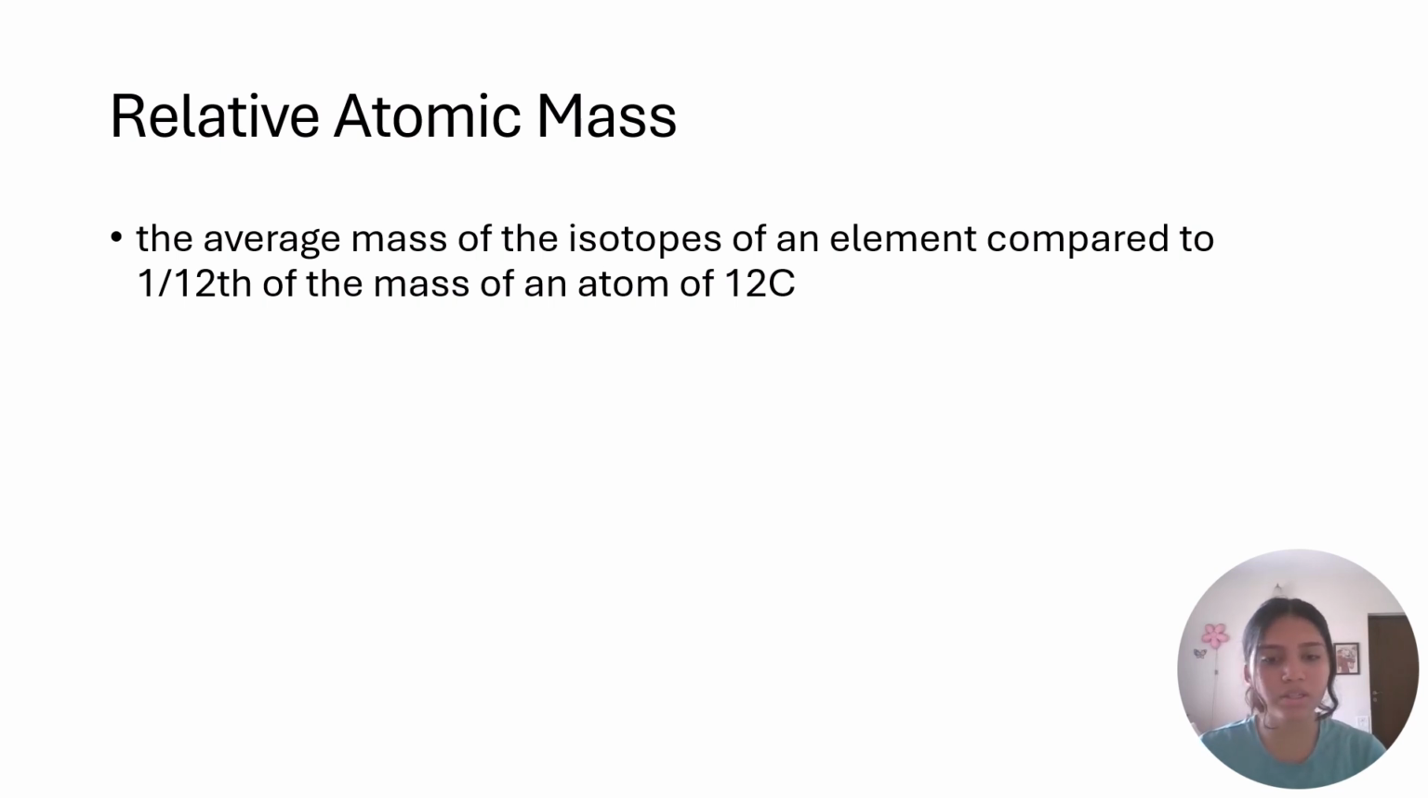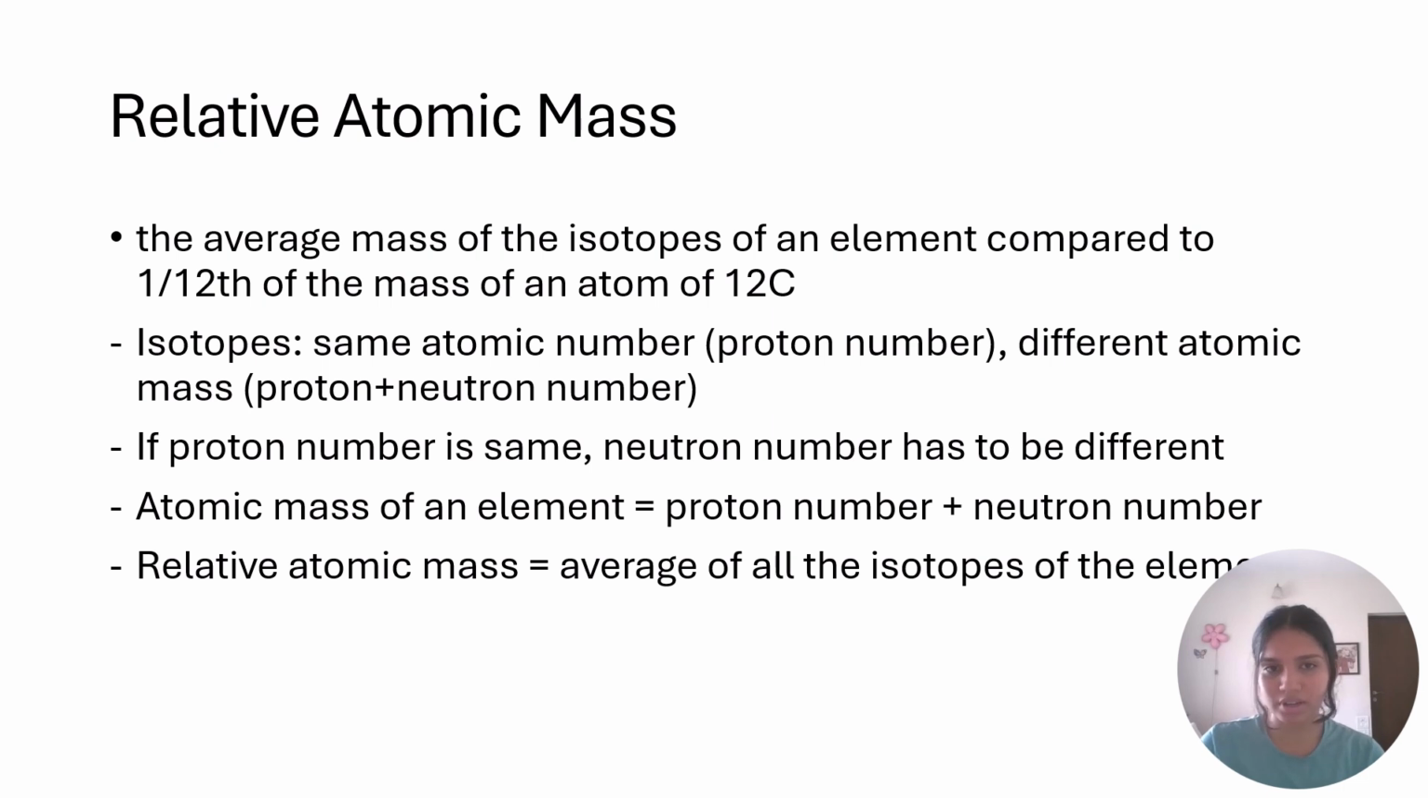So what we're going to do is average the proportion of chlorine atoms with an atomic mass of 35 and the proportion of chlorine atoms with an atomic mass of 37. And when you average the two of them based on their abundance in the environment, we reach 35.5. And that is how you know that the relative atomic mass of chlorine is 35.5. That's basically what it is.